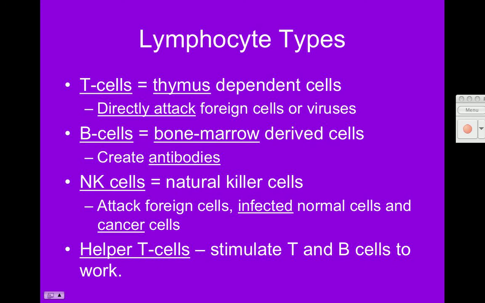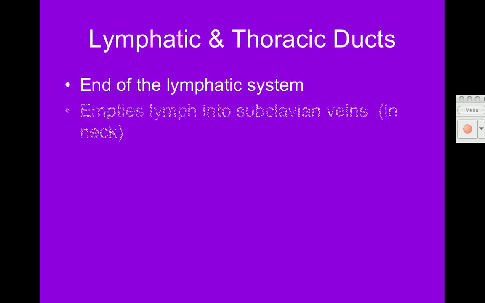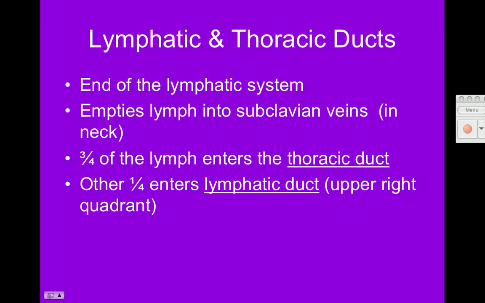Now the lymph itself, the fluid, flows through the lymphatic vessels, and like I said, there is an endpoint to these vessels, and those are the lymphatic and the thoracic ducts. Okay, that is the end of the system itself. What this does is it empties the lymph into our subclavian veins, and these are located literally right below our collarbones in our neck. Three quarters of the lymph enters our thoracic duct, while the other quarter enters the lymphatic duct. So it actually only drains like the upper right quadrant of our body.